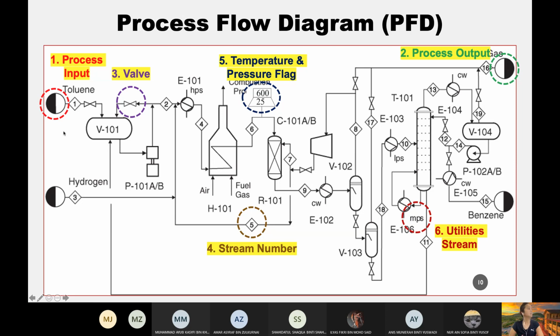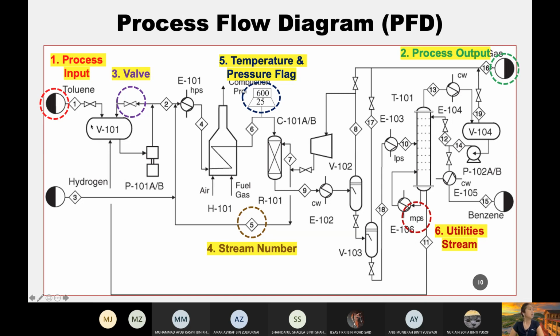Kamu perasan setiap equipment is connected by a streamline, or kamu just imagine dia adalah pipeline. So dia adalah pipeline untuk connect to each of the equipment, dan pipeline tu mesti ada anak panah yang masuk. Kamu tak boleh buat line tanpa anak panah sebab kita tak tahu dia menghala ke arah mana. So the anak panah must go towards entering an equipment.